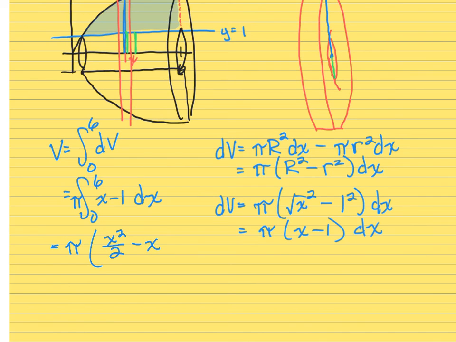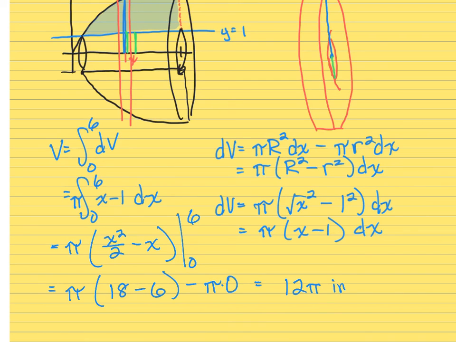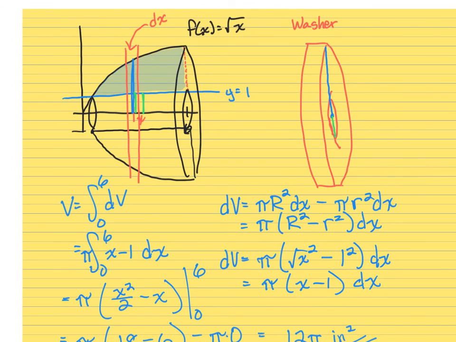So if we just crank this through, we end up with pi times 36 over 2, which is 18, minus 6, minus pi times 0. So we end up with just a good old 12 pi cubic inches, or whatever our units are. And so that's the washer method, all right? You just have to find the big radius and the little radius and then run it through that. So using those two methods, you can find a lot of different kinds of volumes of different solids.